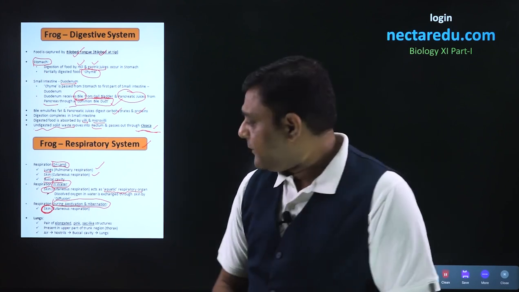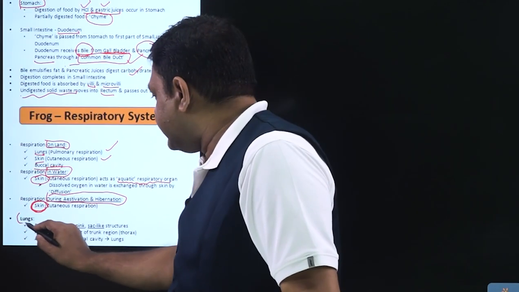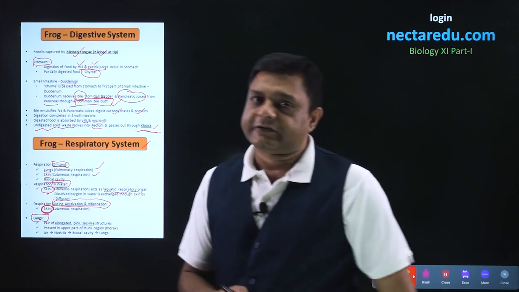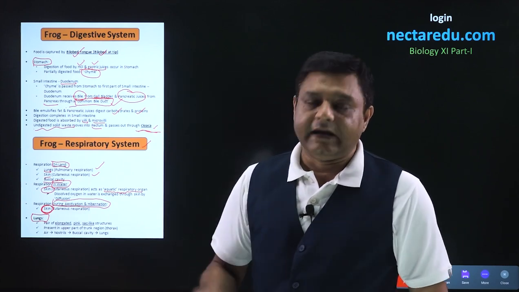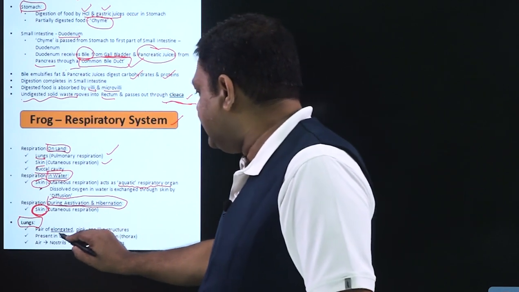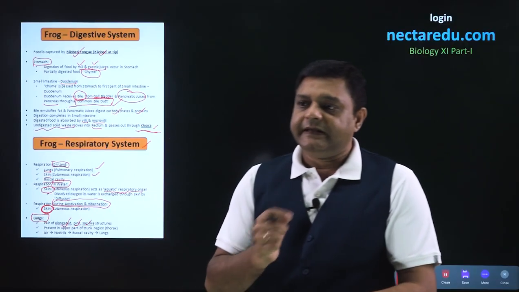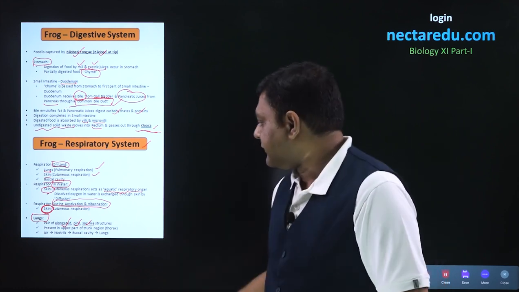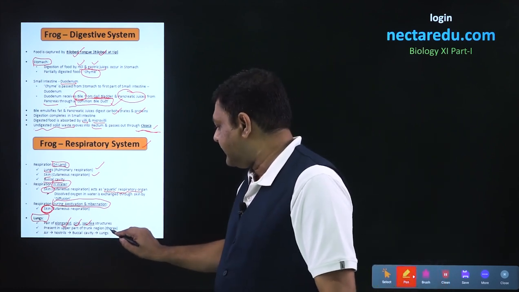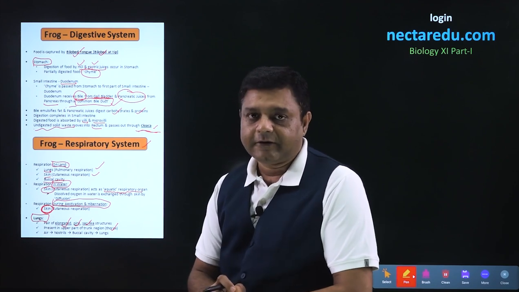After this, talking about the lungs, there are a pair of lungs which are present. These are elongated, pink colored, sac like structures. This pair of lungs is present in the upper part of the trunk region, that is the thorax of the frog.